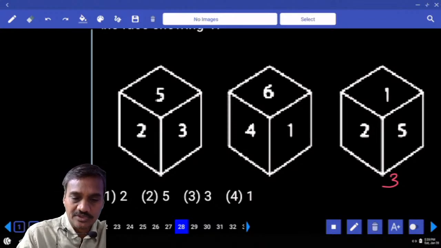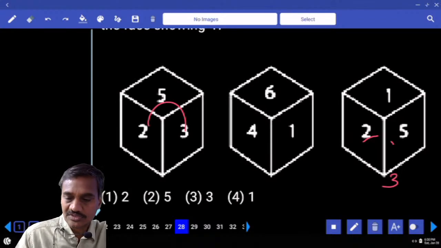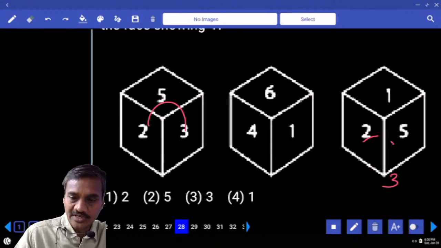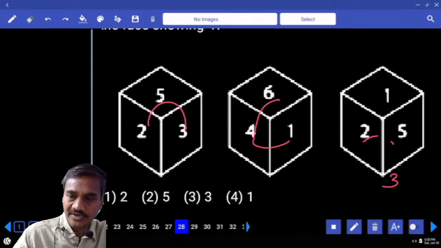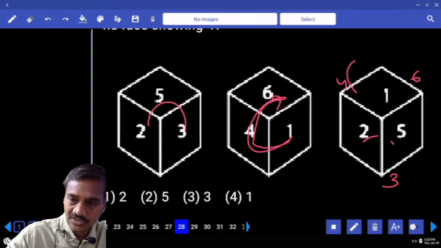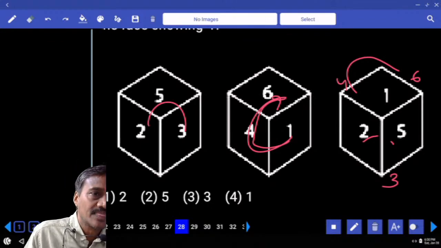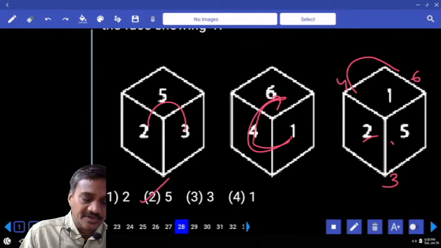Then coming to this one, 2, 5 and 3 are in the clockwise. Next we need to have 1, after this one 4, next one is 6. And next to 1 is what? 4, and this will be 6. 1, 4 and 6 are in the clockwise. Then they are opposite to each other, 5 and 4, that is choice 2, question number 28.